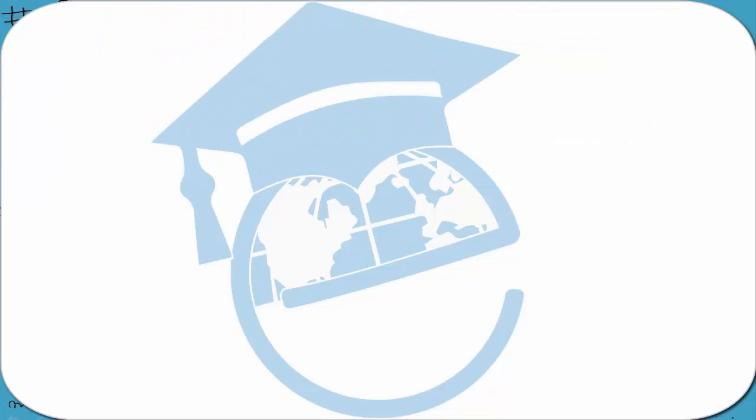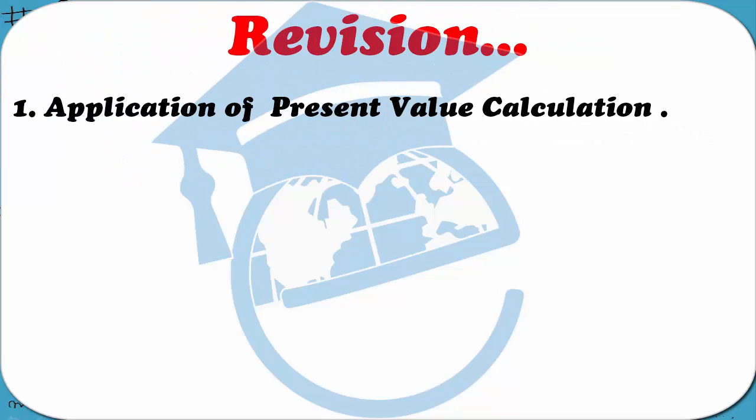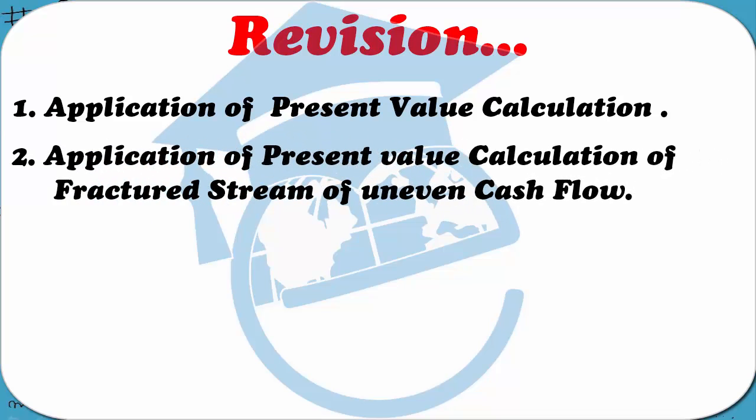So students, till now we have studied the application of the present value calculation in terms of lump sum payment. We tried to study the application of the present value calculation in terms of the fractured stream of uneven cash flow. So this is a time when we shall be talking about the usefulness of the present value calculation in terms of annuities. So students, what exactly are annuities? We have discussed it in great detail when we were discussing the calculation of the future value of annuity.